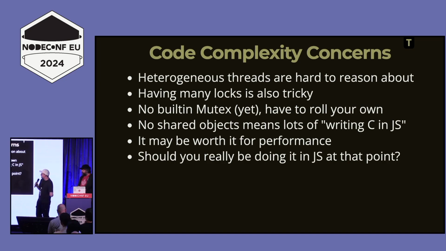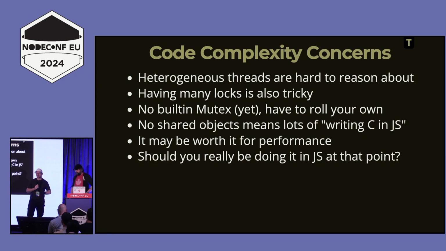Another current issue is that there's no built-in mutex available, which is a low-level locking primitive used in multi-threaded applications. So instead, you have to sort of roll your own. And since there's no shared objects today, that means a lot of the code you end up writing sort of looks like C. You're just writing C in JavaScript.